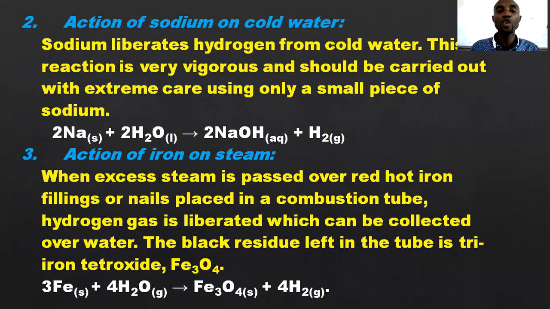Next one is the action of sodium on cold water. When sodium reacts with cold water, sodium hydroxide will form and hydrogen gas will also be evolved. Lastly is the action of iron on steam. When steam is passed over hot iron, we are going to have iron oxide, and hydrogen will also be evolved. These are the 3 ways in which we can prepare hydrogen in the lab. And as we do this, we will get hydrogen gas evolved, and that is it.